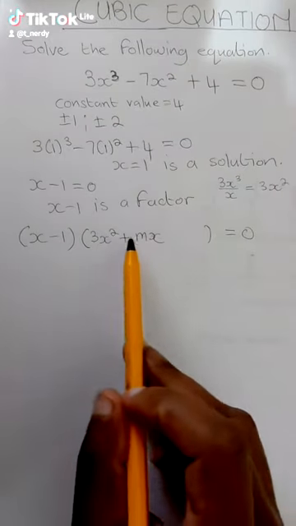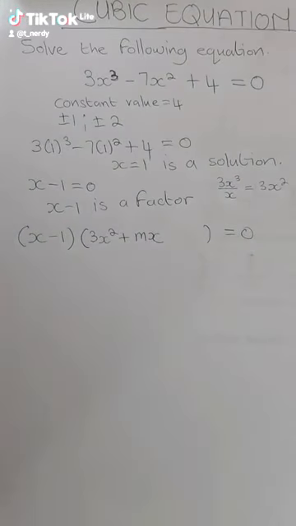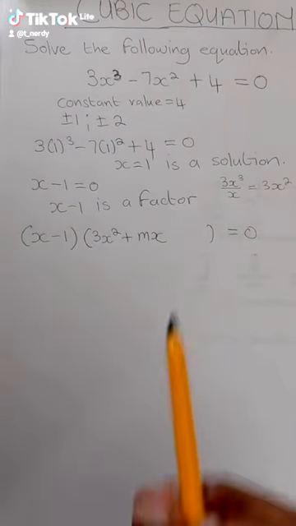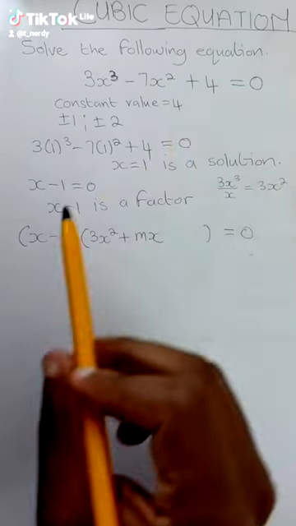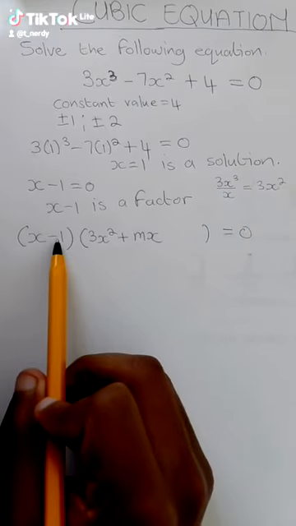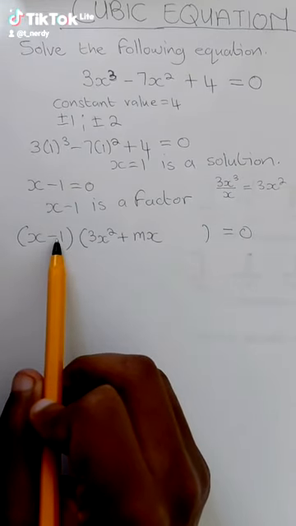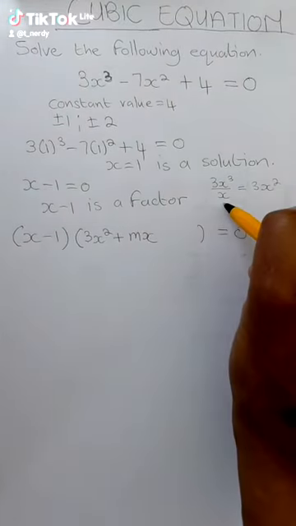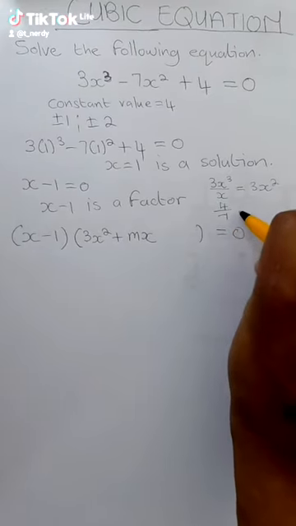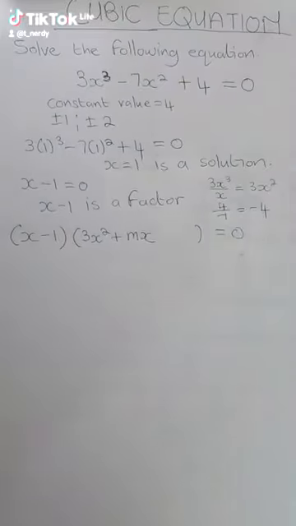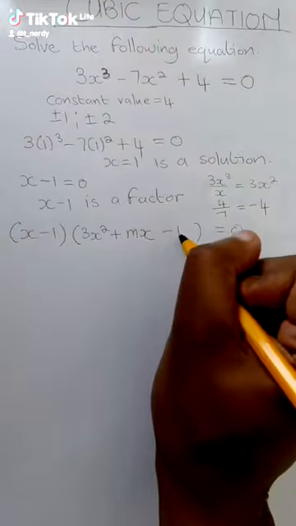And then now that we have determined the middle term, in order to determine the last term, we take the constant of the equation, which is 4, and then we divide it by the second term of the first bracket. So what do I mean by that? I mean we're going to say divide 4 by negative 1. So it means the last term of our bracket is going to be negative 4.